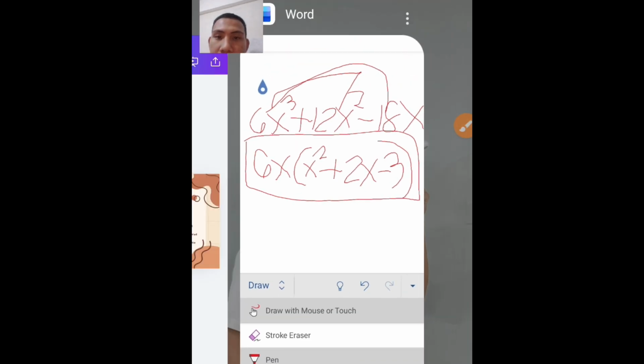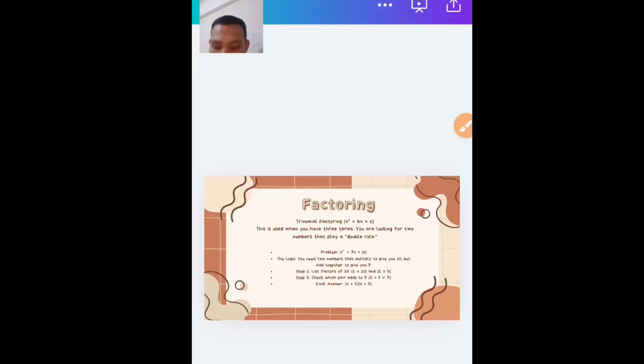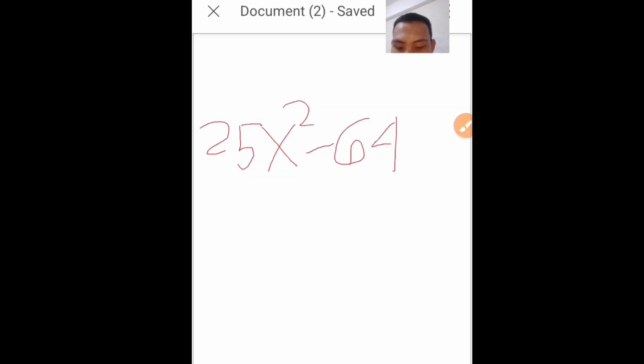Next, factoring trinomial. This is used when you have three terms. You are looking for two numbers that play a double role. So we have a problem here. Step 1, find two numbers that multiply to give 10 and add to give 7.